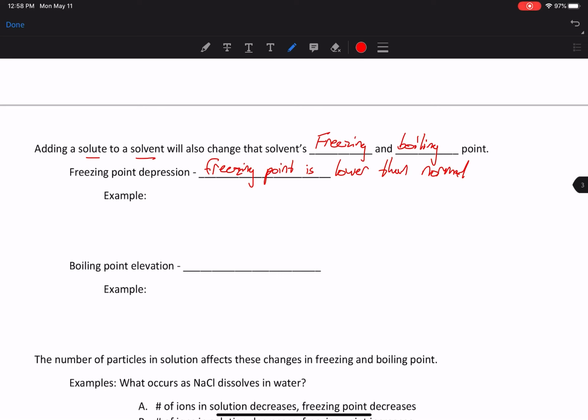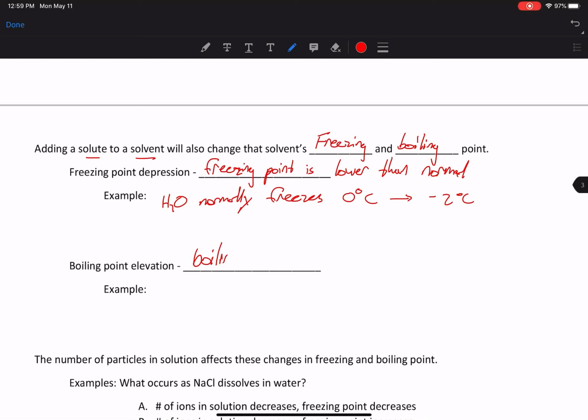All right, so for example, water, or H2O, normally freezes at 0 degrees Celsius, but if you were to add something like salt, or let salt dissolve in that water, it depends on how much you add, but we could say it freezes at, and again, this is just an example, -2 degrees Celsius, so it's going to take a little bit longer for it to freeze. Boiling point elevation, it's the exact opposite.